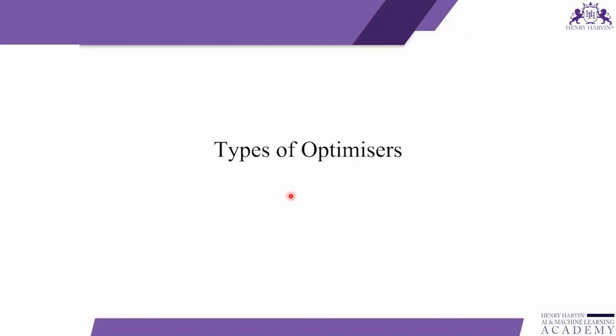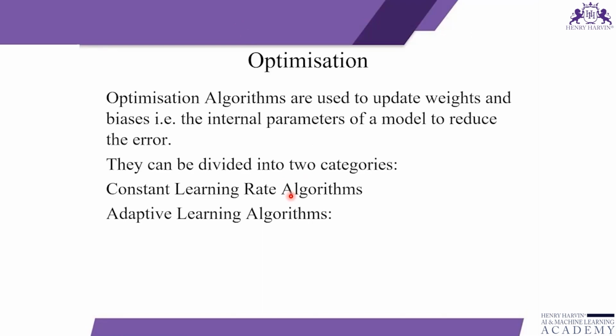Let us discuss the types of optimizers. Optimization algorithms are used to update weights and biases, that is, the internal parameters of a model, to reduce the error. They can be divided into two categories: constant learning rate algorithms and adaptive learning algorithms.